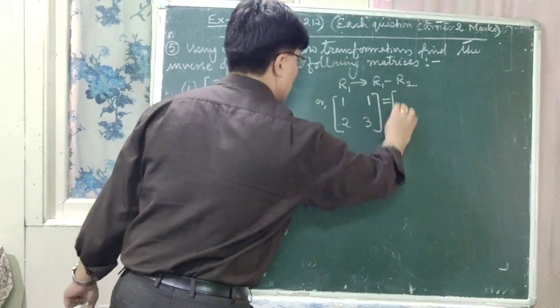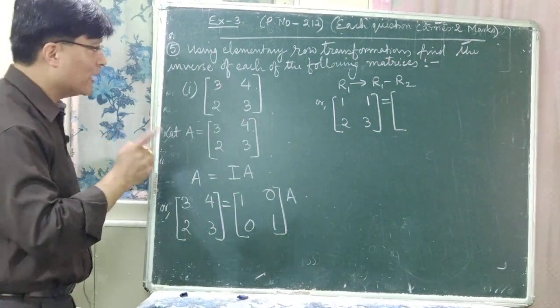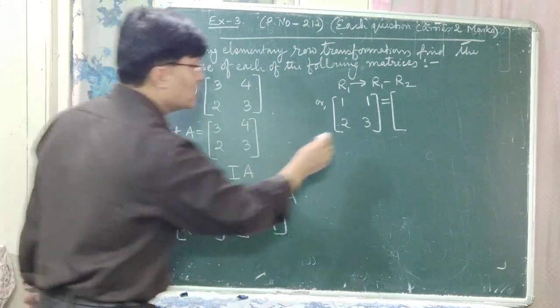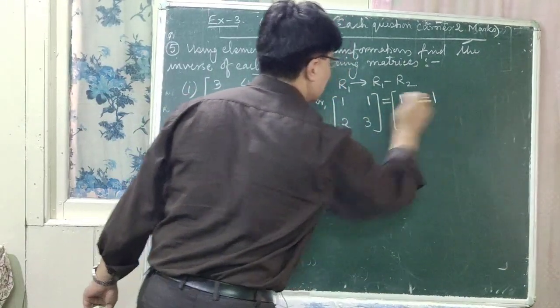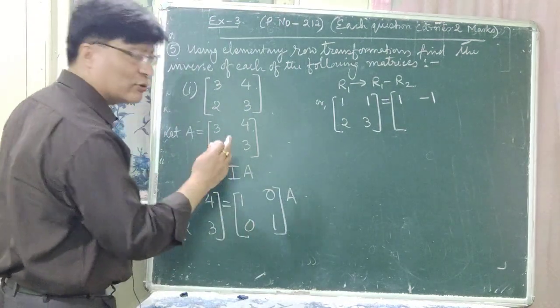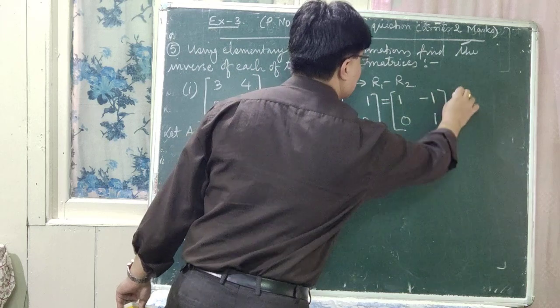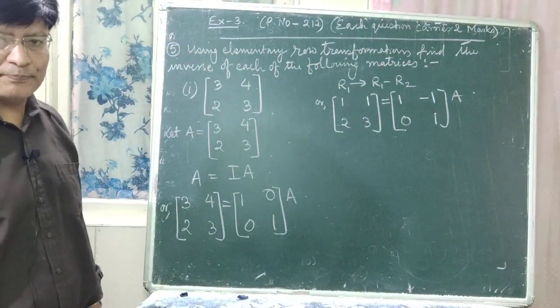is equal to. On the right hand side also you have to change row 1. Okay? How does it change? R1 minus R2, right? So 1 minus 0 is 1. 0 minus 1 is minus 1. Then second row remains same. That is 0, 1, 0, 1 and this is E. Is that clear to all of you?